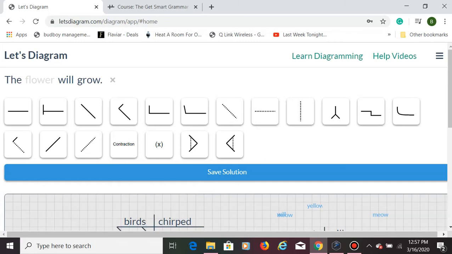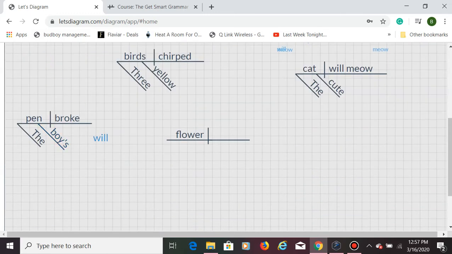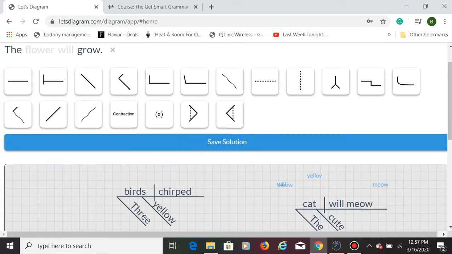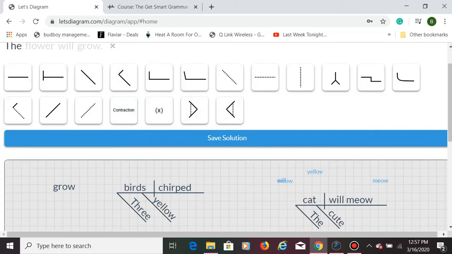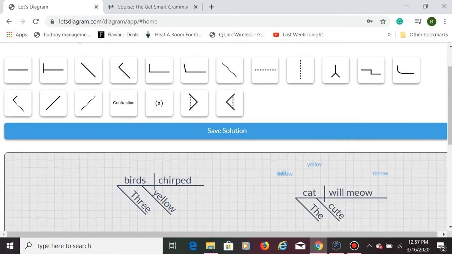Now, what is the helping verb of this sentence? The helping verb is will. Remember to memorize your 24 helping verbs, so it'll be very helpful. And the main verb is grow. So will grow, when we have a helping verb and a main verb, we call that a verb phrase. Will grow is our verb phrase.